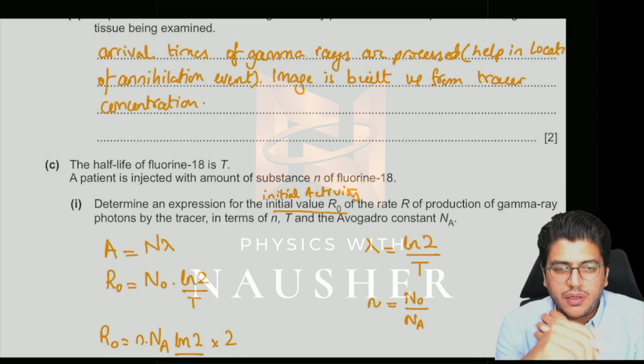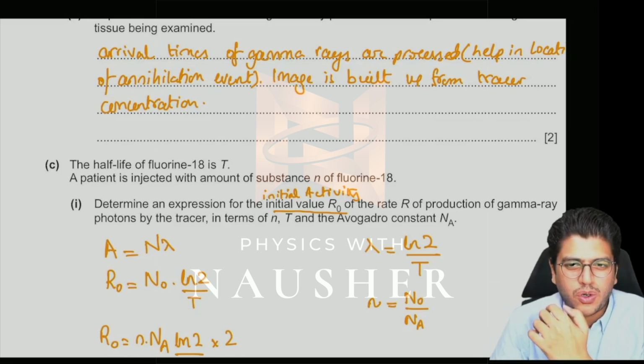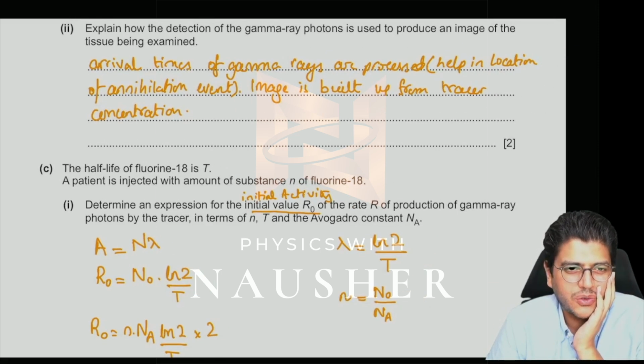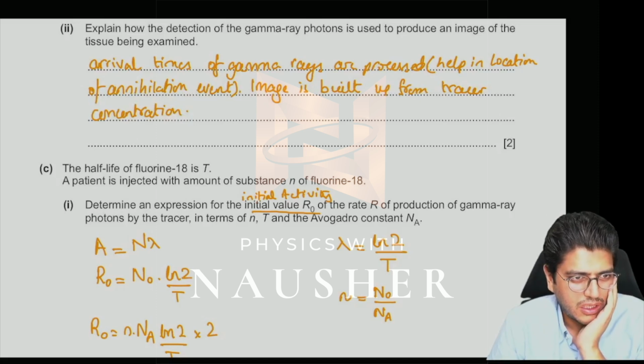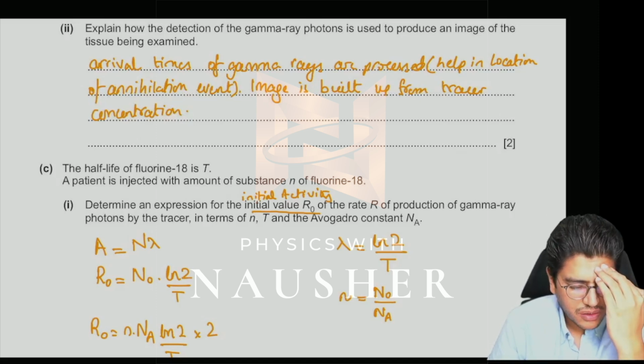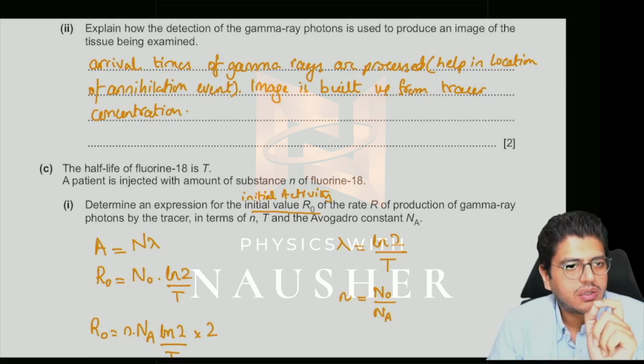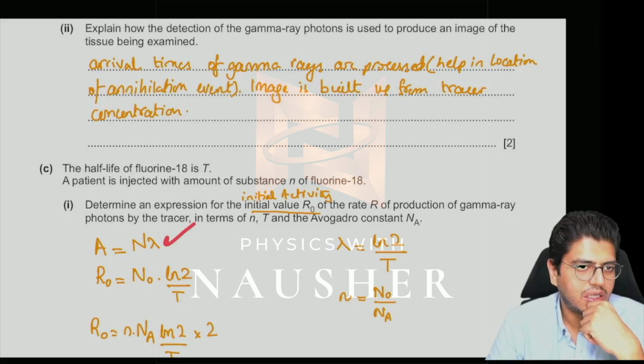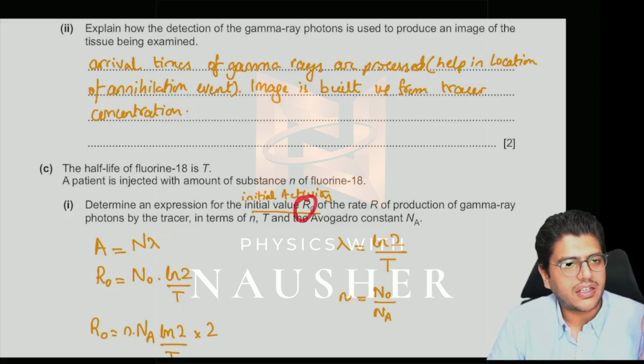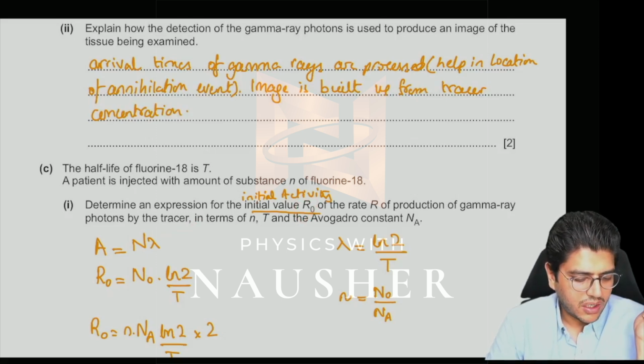So look, if you get this sort of proof, and you're not sure where to start, just think about the definition. Think about the equations that you know. You already know what activity is. Activity is n lambda. They have just given a different name for activity, R naught. You can write R naught is equal to N naught lambda.